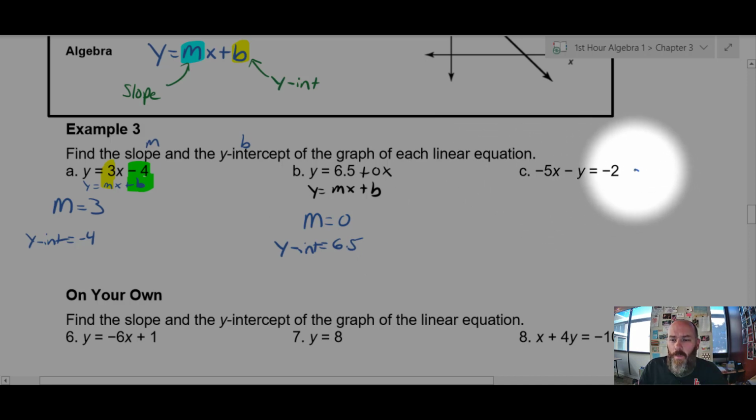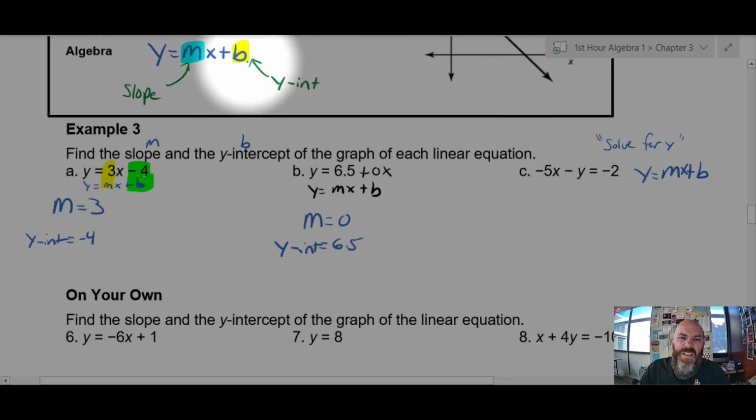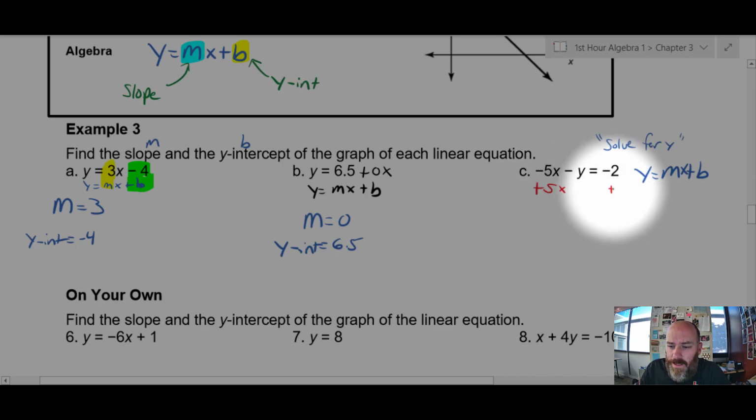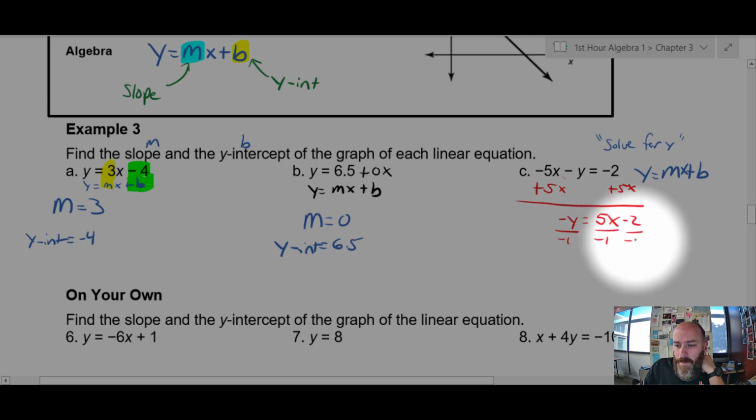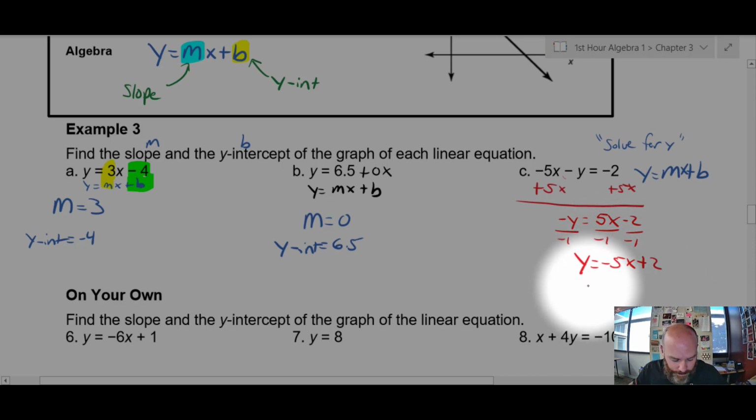Now with c, we want things in y equals mx plus b form. So we need to, quote unquote, solve for y. We did this in the first chapter. You may or may not remember, but we did. So first thing, I'm going to add 5x to both sides. Notice these are unlike terms, and to help me with my slope-intercept form, I'm going to put my positive 5x first and my -2 after it. So it says -y equals 5x minus 2, and because of this negative, I'm dividing everything by -1. So I get y equals -5x. Negative divided by negative is a positive. So there's my equation. Now I can identify that my slope is -5 and my y-intercept is 2.